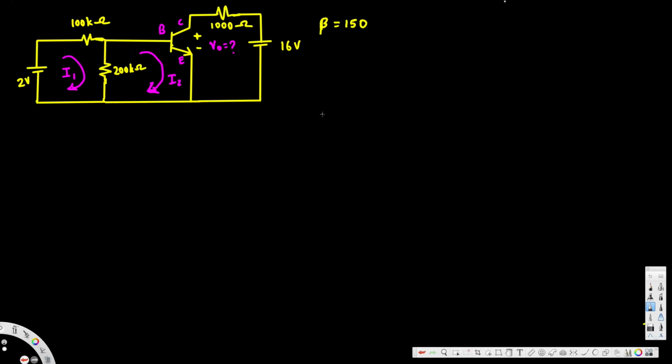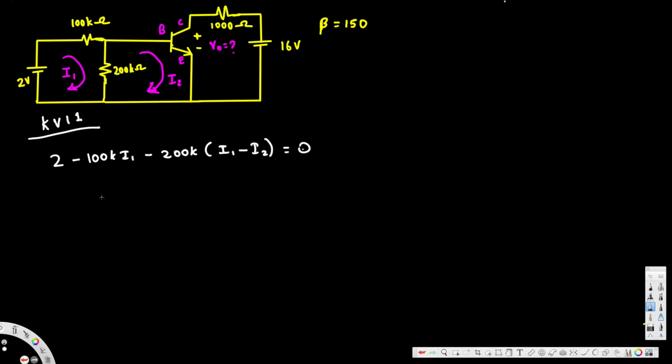What's going on, guys? In this video we are going to see how to solve this transistor. First I'm going to apply KVL in the first loop, KVL 1, and here the current is going from negative to positive, so this is going to be plus 2 minus 100k times I1, minus 200k times, there are two currents. I1 is along the path, so I put I1 here, and I2 is opposite direction, so minus I2. The whole thing is equal to 0.